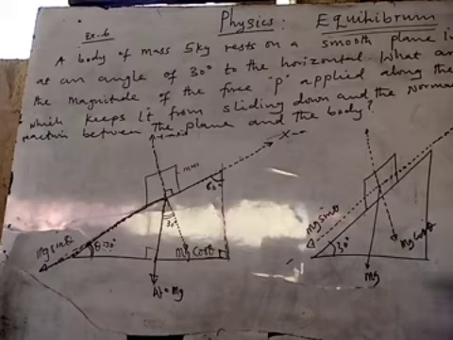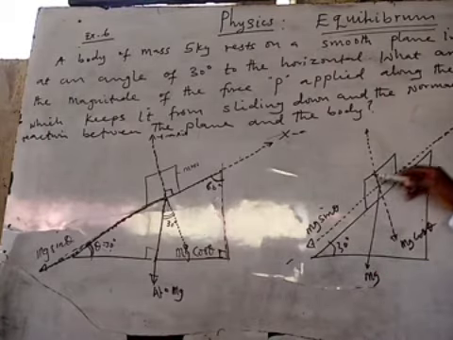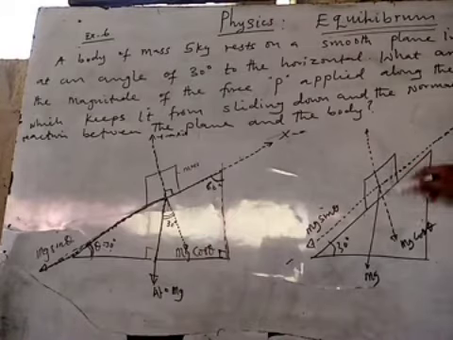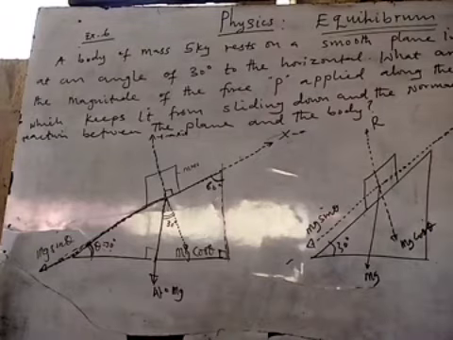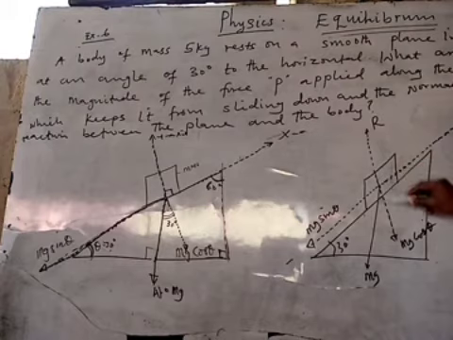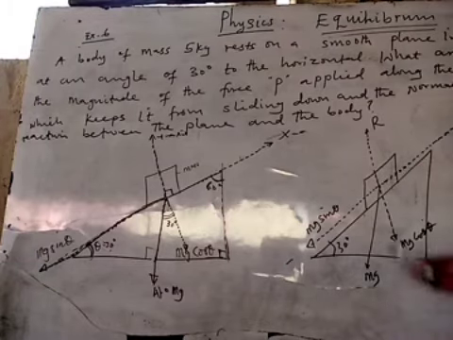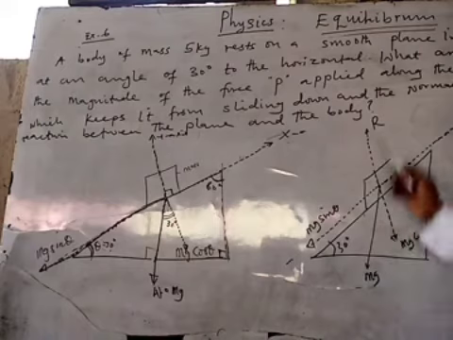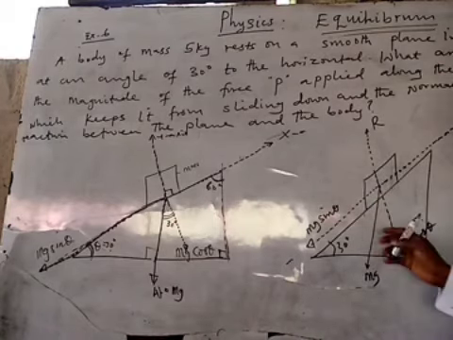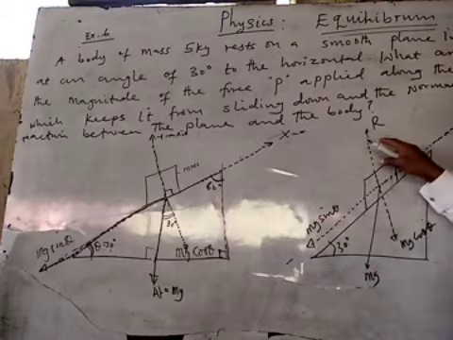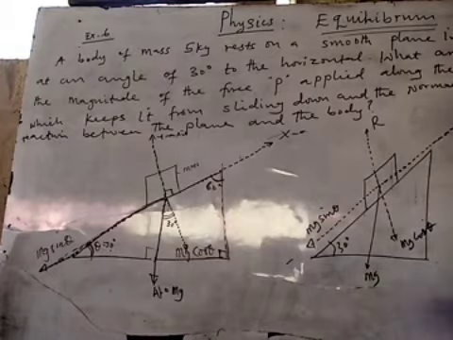Then, having known all this, remember again that the surface of the incline will produce a force to counter the effect of the weight, which we call the reaction force. Are you following? Yes. Because as the weight is acting vertically downwards, the surface of the incline will equally produce a force to react to the downwards effect of the weight. And that force is called the reaction force.